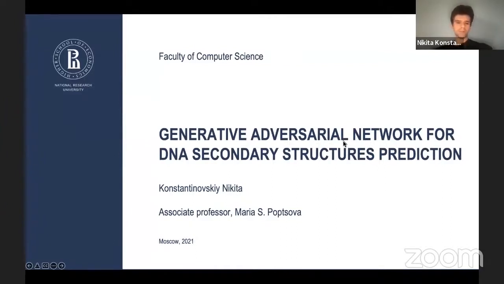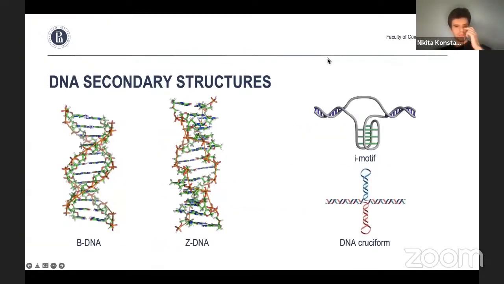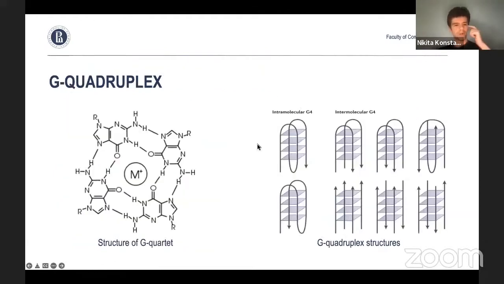Hi everyone, my name is Nikita Konstantinovsky, and I'll tell you about generative adversarial networks for DNA secondary structures prediction. Firstly, as already mentioned, what are DNA secondary structures? There are a lot of different DNA secondary structures, such as Z-DNA, quadruplexes, I-motifs, and others. Here in our work, we will apply our methods to G quadruplexes.